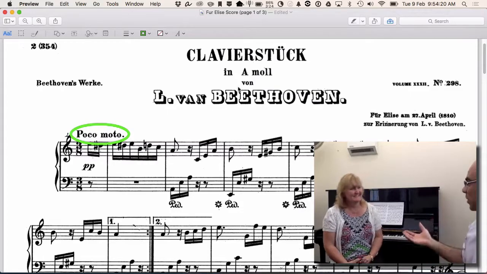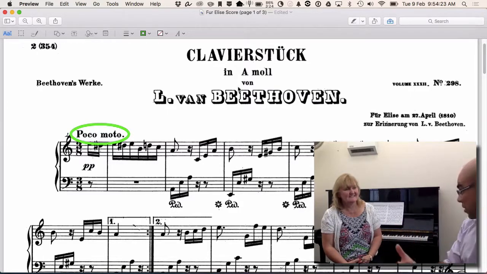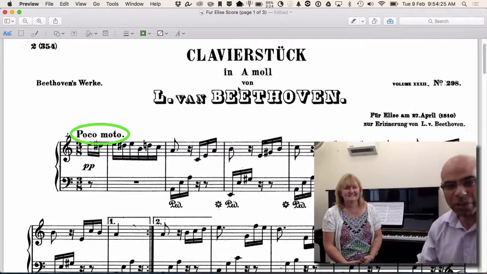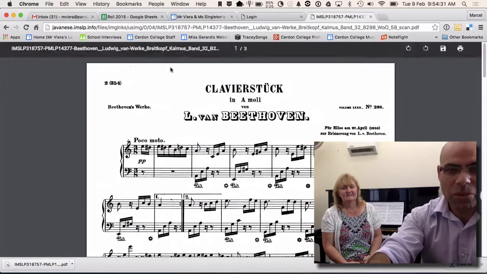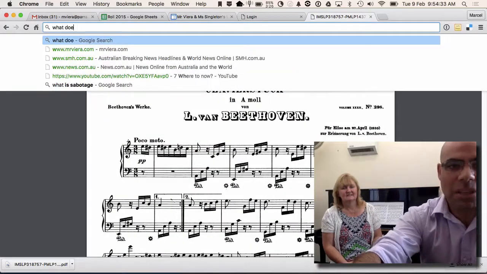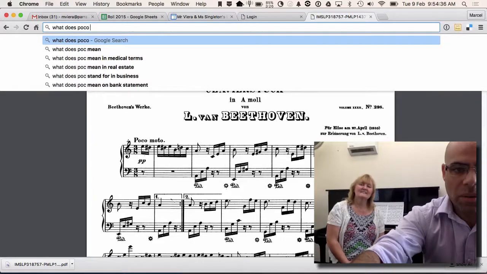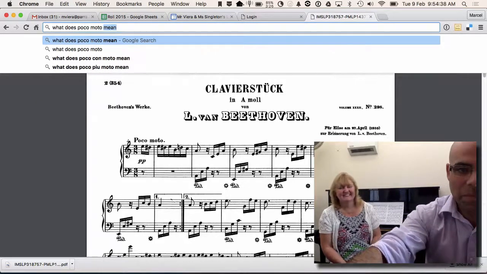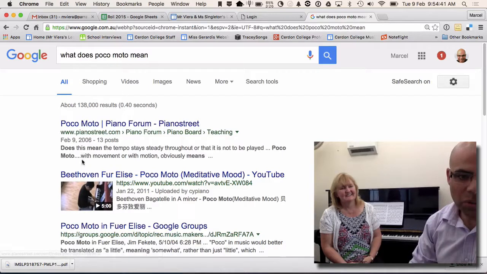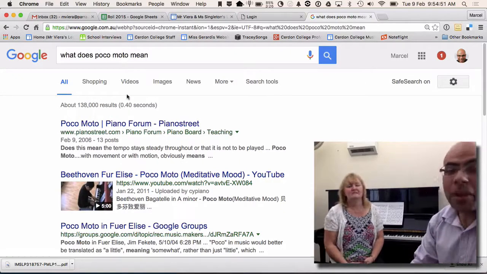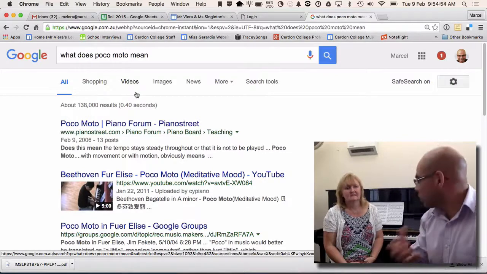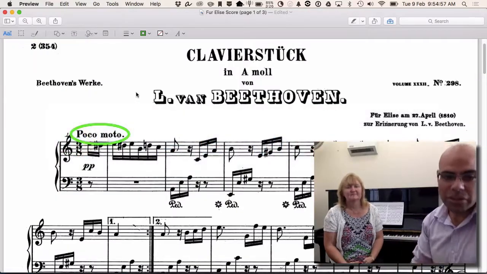When we were kids learning music, you probably had a music dictionary that had all the terms. Today we can look at Google. Let's say I don't know what the term is. I can launch Google Chrome and simply ask what poco molto means. Let's see if I'm right. It says the tempo stays steady throughout, played with movement, exactly what Miss said. Poco does mean a little. There are even music dictionaries online that you can go through to look at the words individually, and we highly suggest you do that.